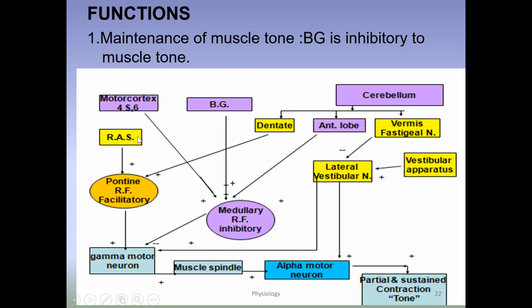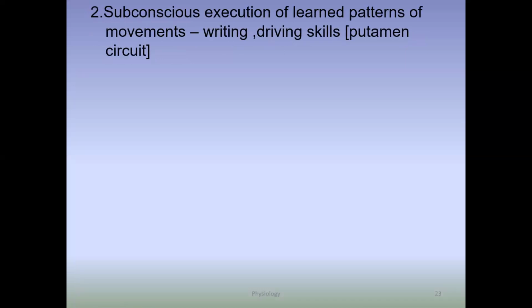Okay, RAS is nothing but the reticular activating system. So this is another nucleus of the brain, and the cerebellum also controls the muscle tone, which we are going to cover in the lectures of the cerebellum. You just remember the reticular activating system, motor cortex, basal ganglia, and the cerebellum. These are the most important structures present in the brain which control the muscle tone. Out of that, the basal ganglia have an inhibitory effect. Why an inhibitory effect? Because it activates the medullary reticular formation inhibitory area, which in turn causes the inhibition of gamma motor neuron discharge. Okay. Second function is the putamen circuit.